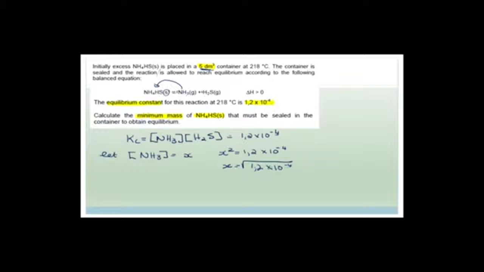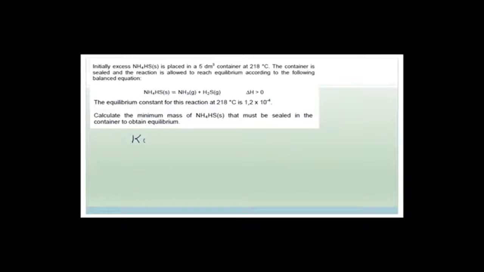Okay, the concentration of ammonia multiplied by the concentration of hydrogen sulfide in a gas is going to give me my Kc value. Okay, do you agree? So, wait, let's just try again. So you've got Kc, I just want to explain it properly, is equal to the concentration of ammonia multiplied by the concentration of hydrogen sulfide.